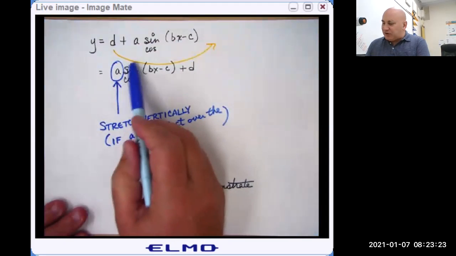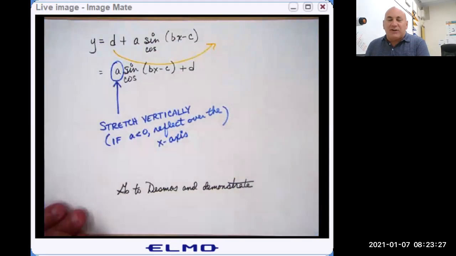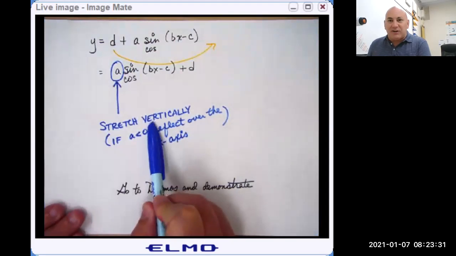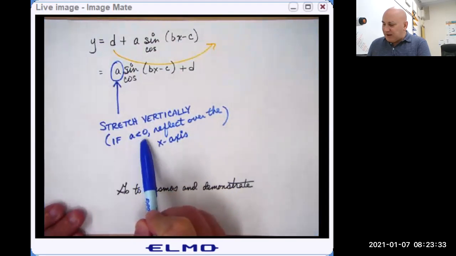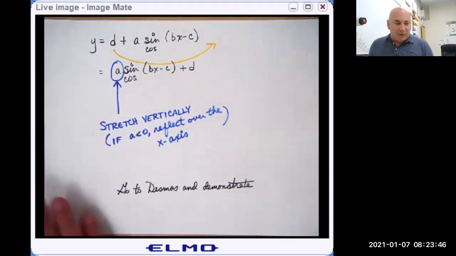But here's our function. And when you put an a outside the function, what does it always do with functions? Well, it stretches the graph vertically. Or if a is negative, it reflects it over the x-axis. So there's nothing new there. And in class, we'll do some examples of that on Desmos.